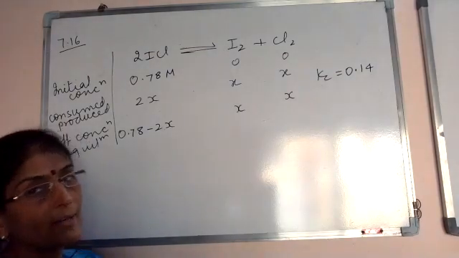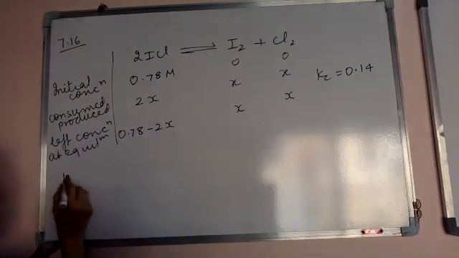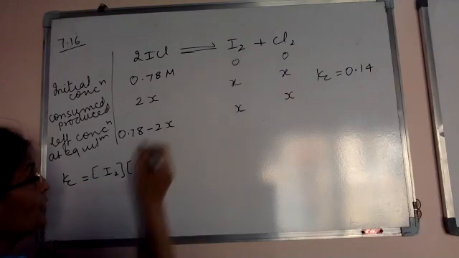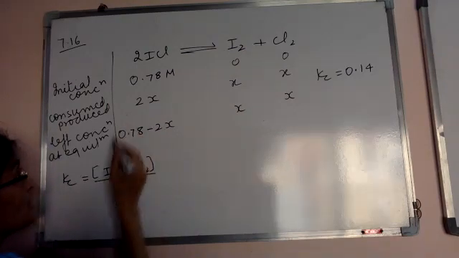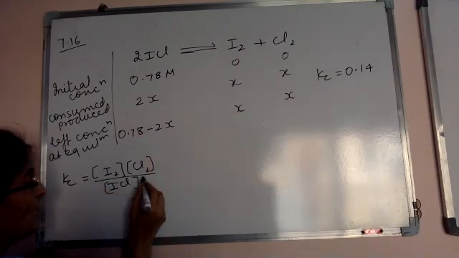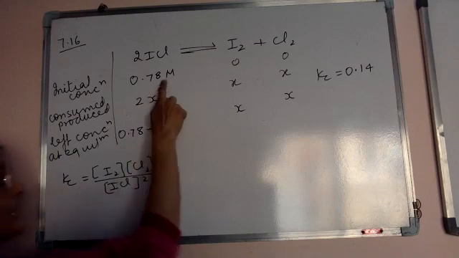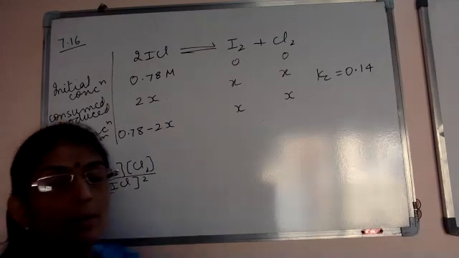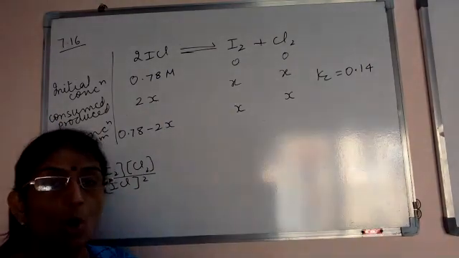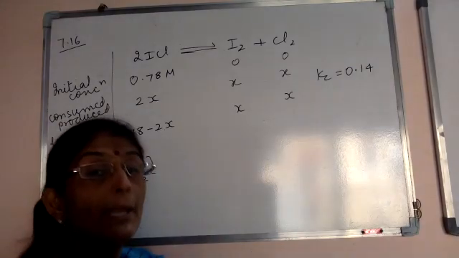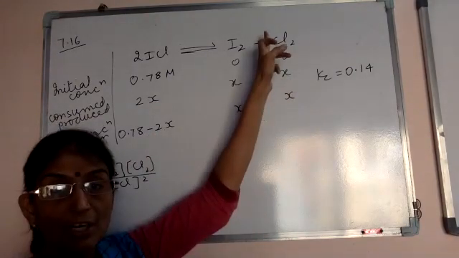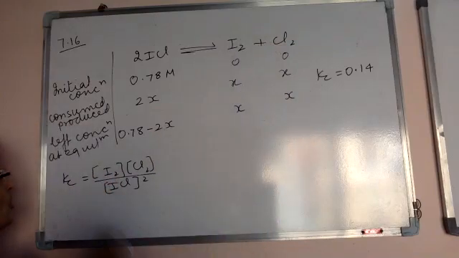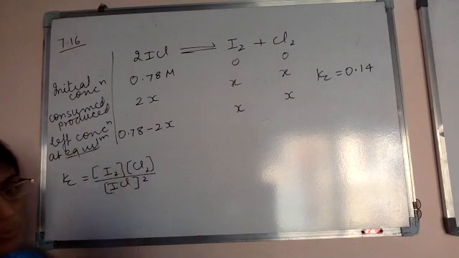Put up the values, calculate the x value. Write the formula for Kc: concentration of iodine at equilibrium, concentration of chlorine at equilibrium, concentration of ICl raised to the power 2. These are all concentrations. Which concentration of ICl will you place? For ICl, iodine and chlorine, all three we will place equilibrium concentrations. Not the initial, not the consumed one. Equilibrium, because this is the equilibrium constant. So whatever concentration is left at equilibrium, that we have to place.